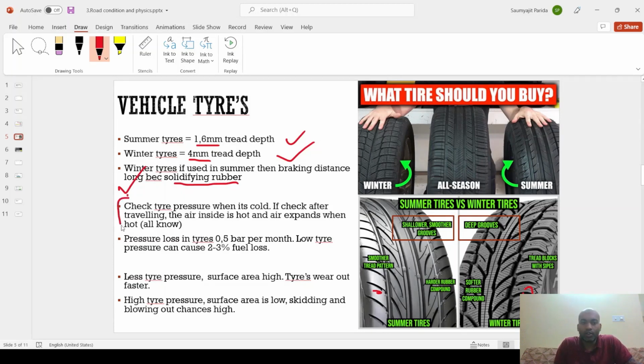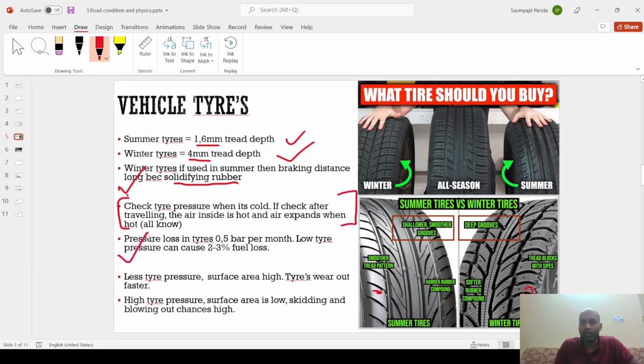Always check tire pressure when it is cold. This is an insight. It's not that after driving 1 or 2 kilometers or more we have to check the tire pressure. Always check it before starting your journey. Otherwise, if I have driven some kilometers, the air inside the tire is hot, and when air is hot, it expands, and that will give me a faulty tire pressure measure. So this is very important to learn.